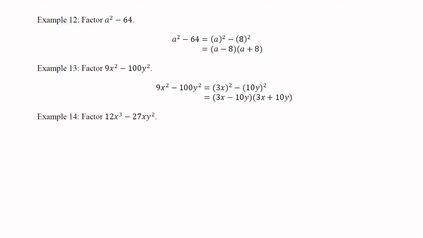For 12x cubed minus 27xy squared, we first have to factor out a 3x. That's our greatest common factor between the two. Now, once we have the 3x factored out, we're left with 4x squared minus 9y squared. Both of those are perfect squares, so we can factor it into 3x times 2x minus 3y times 2x plus 3y.